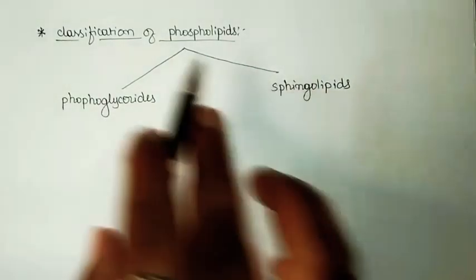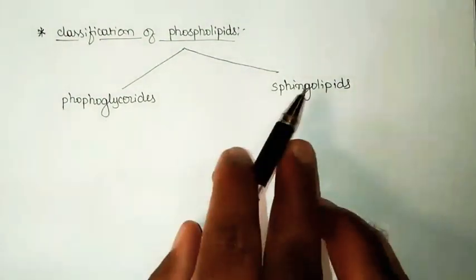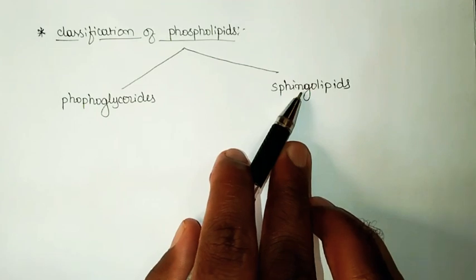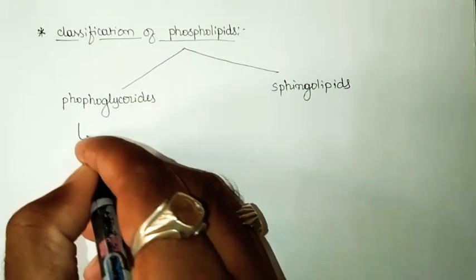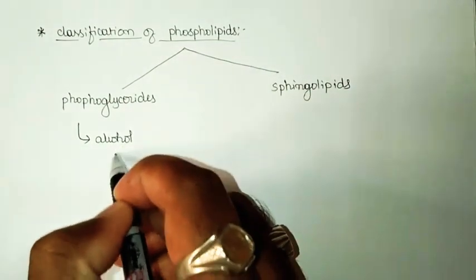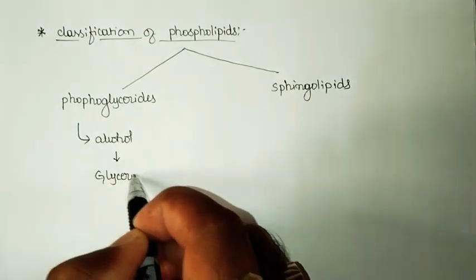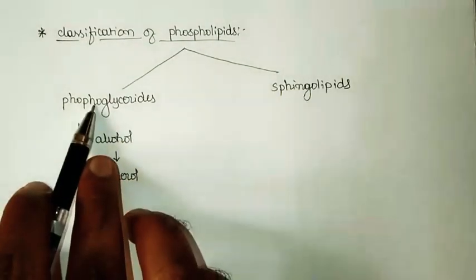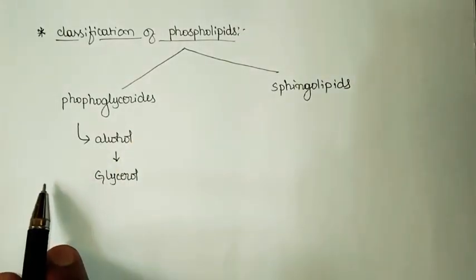These are the two types of phospholipids. So how to differentiate the phosphoglycerides from sphingolipids? It's a very easy way. In case of phosphoglycerides, the alcohol that is present is glycerol. Glycerol is the alcohol present in phosphoglycerides. Fatty acids are common and phosphates are common.